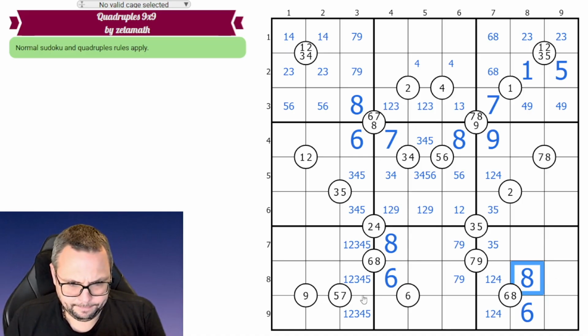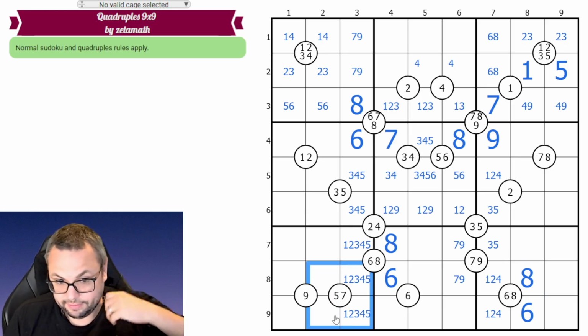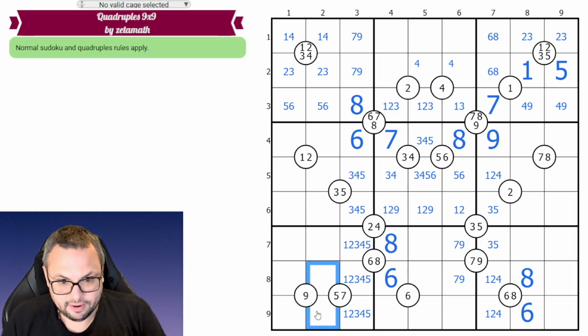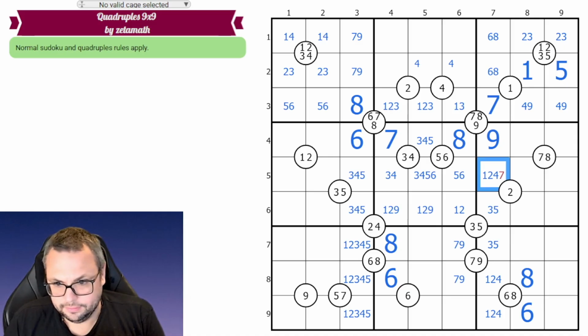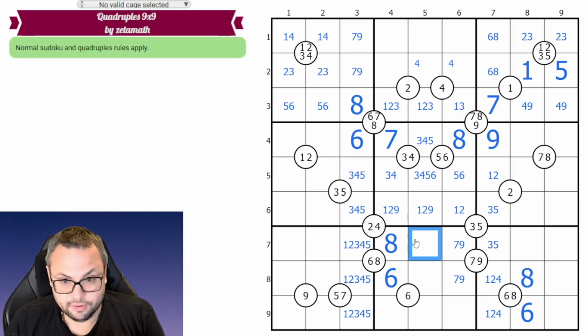Let's see, this 5, 7 quadruple definitely needs to have a 7 over here. I don't know about 5s yet. Oh, this is a 3, 4, 5, 6 quadruple in this row, I have just noticed. So therefore, that is not a 4. It is just a 1 or a 2. So one of these actually is a 4.